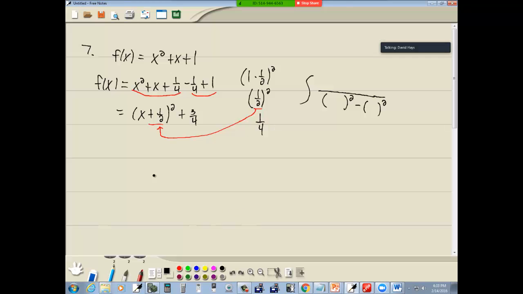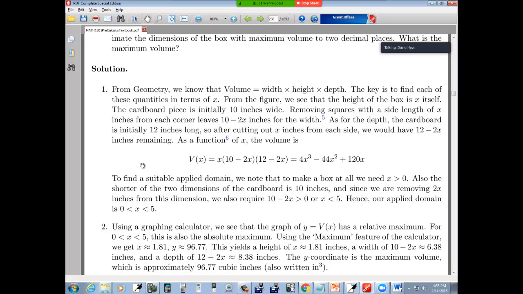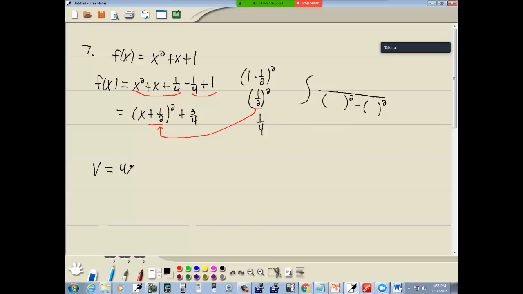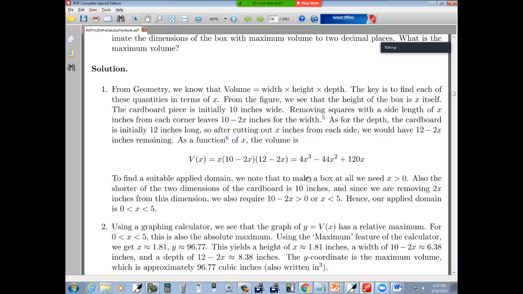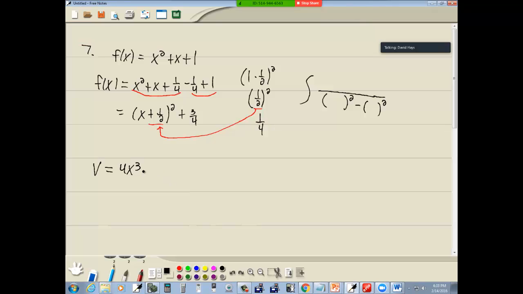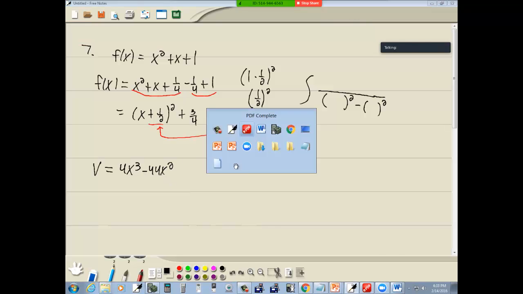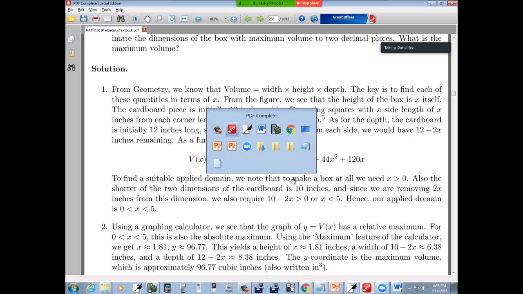So now you've got your volume is equal to 4x to the third minus 44x squared plus 120x.